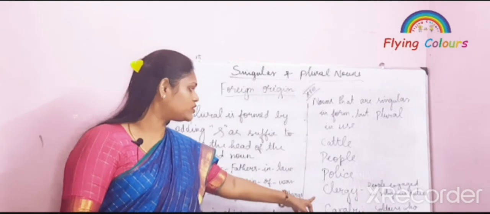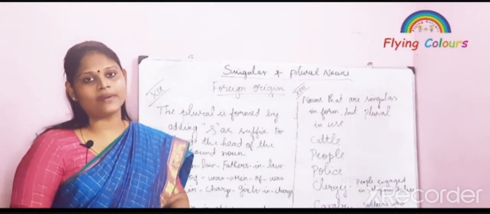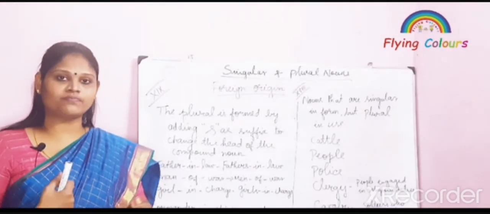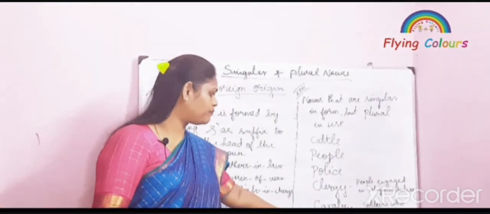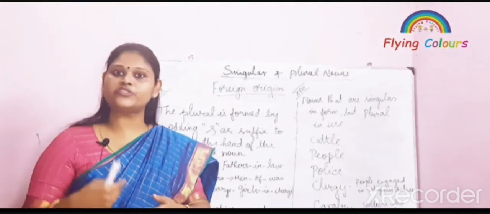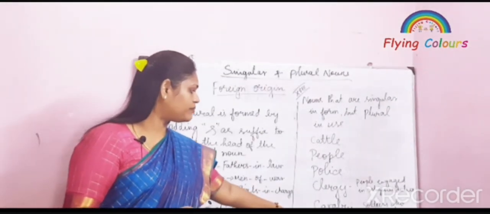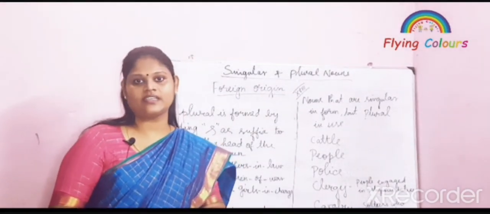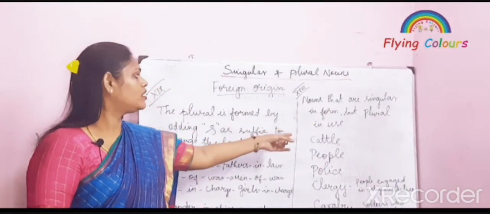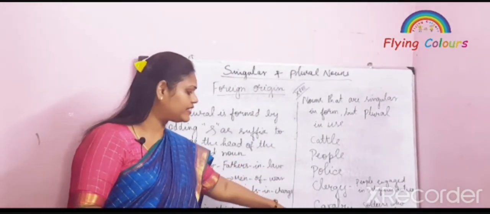Clergy. Clergy means people who are engaged in religious activities. Cavalry means soldiers who fought on horseback. Then gentry: people of the class next below the nobility. Nobility means below the king, below the church officials, below the aristocratic families. So gentry means people next to the nobility class. These are all nouns that are singular in form but plural in use. Example, I repeat: cattle, people, police, clergy, cavalry and gentry.